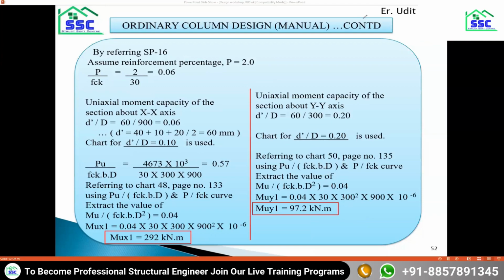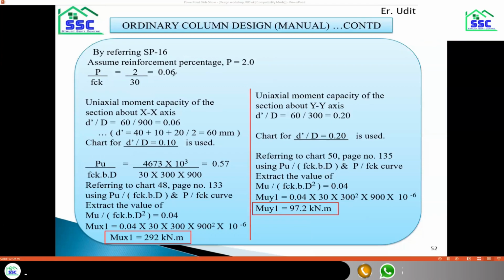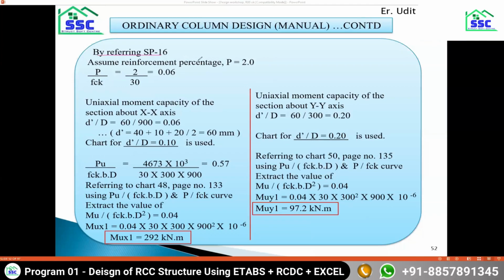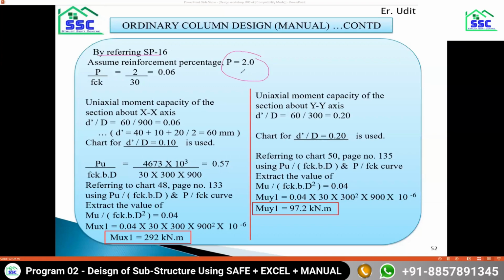I will quickly go through it if you allow me, because this is given in any basic book. By referring to SP16, just to save time so that we can cover the parts later on in more detail. Referring to SP16, we assume our percentage of steel as 2%. We find out the ratio of P by FCK, which is actually given in the code in the form of rho by FCK. So this rho by FCK value is 0.06 if we assume percentage of steel as 2%.